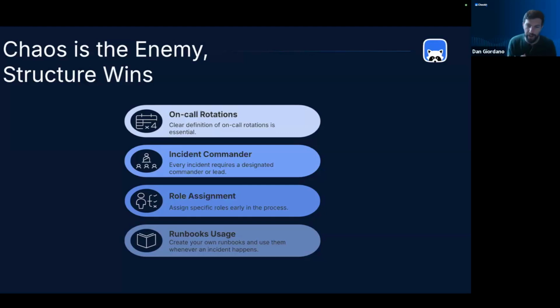Maybe we have a communications manager if marketing needs to get involved, if it's something important that we need to communicate on a PR level. All these people need to be clearly defined and assigned in the incident lifecycle. And then lastly, make sure you're using processes like runbooks and documenting what went wrong and what needs to be fixed in the future if this goes wrong again.